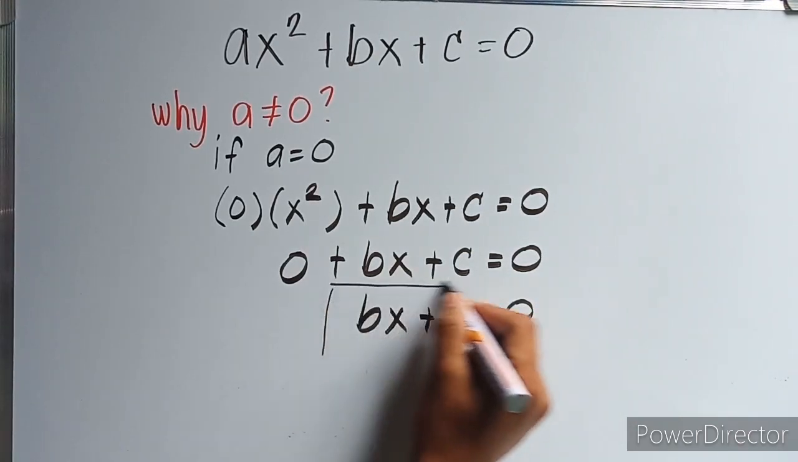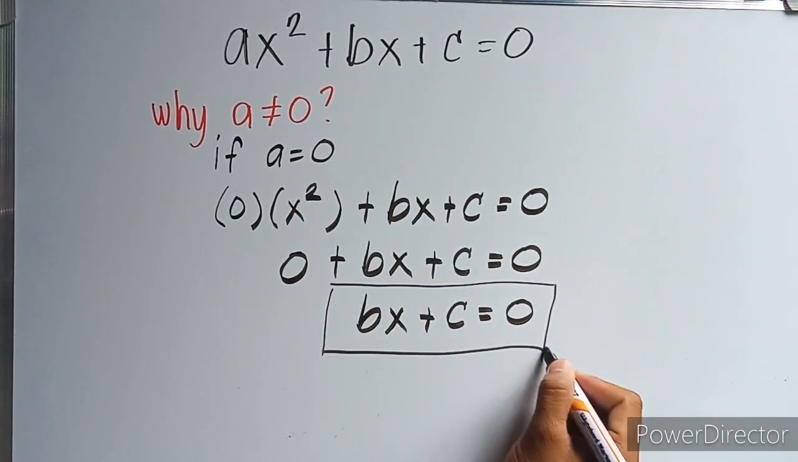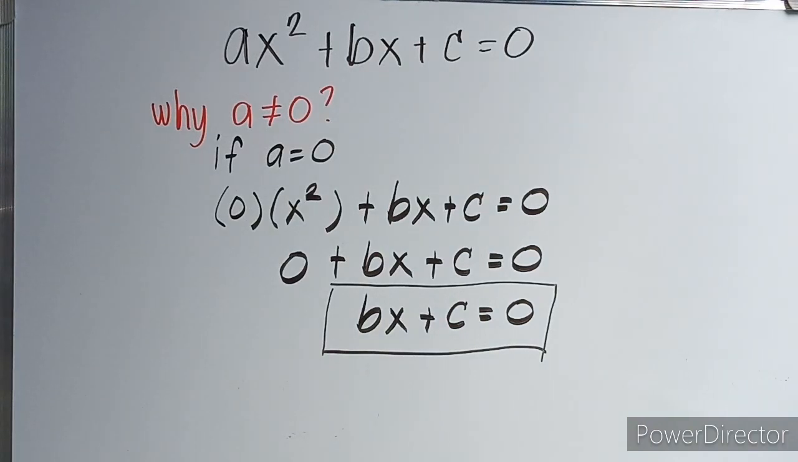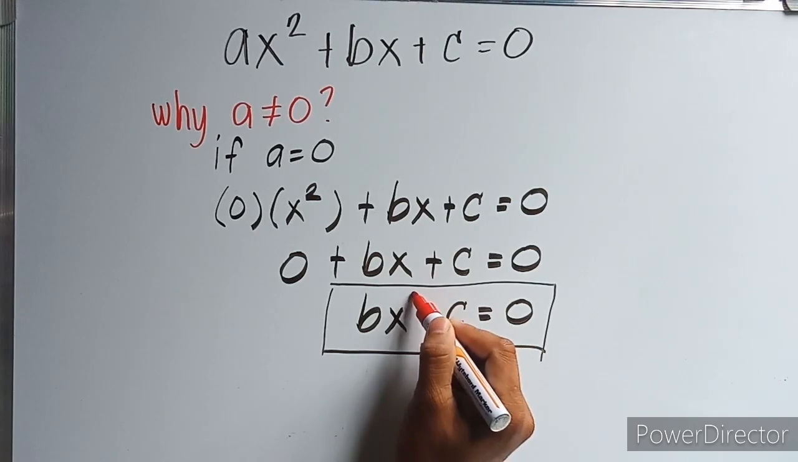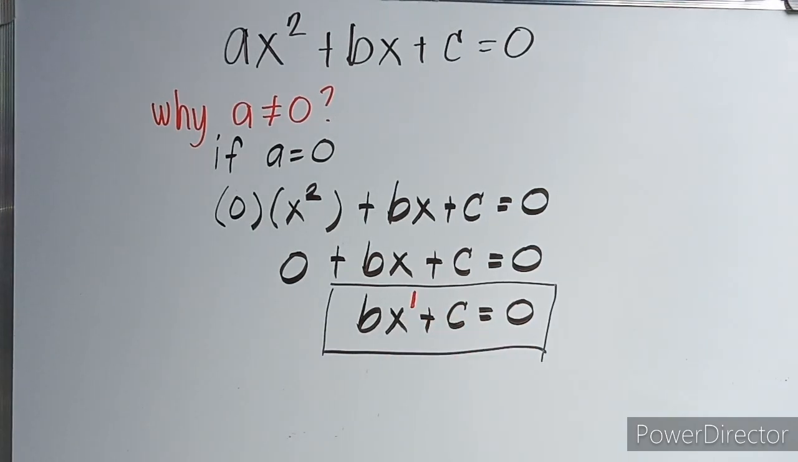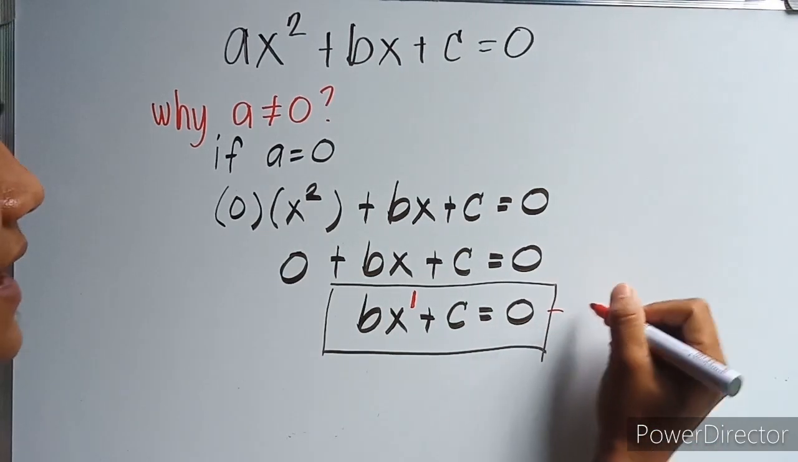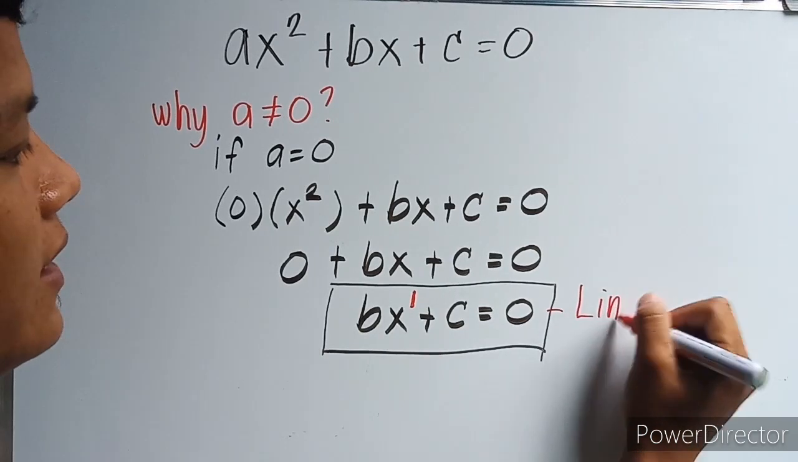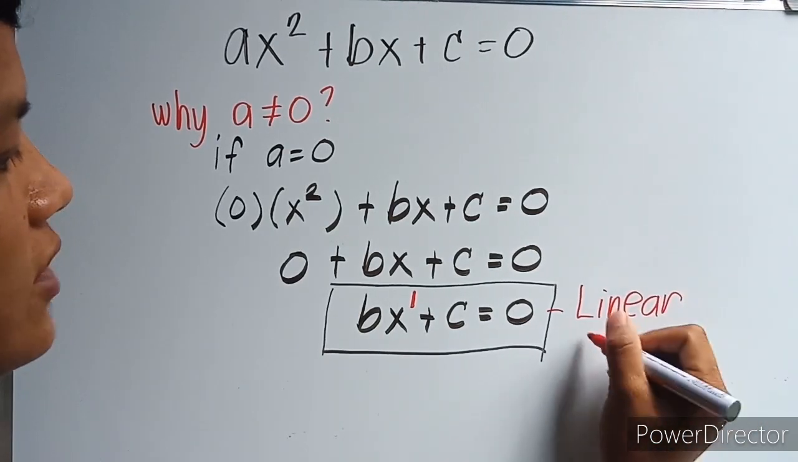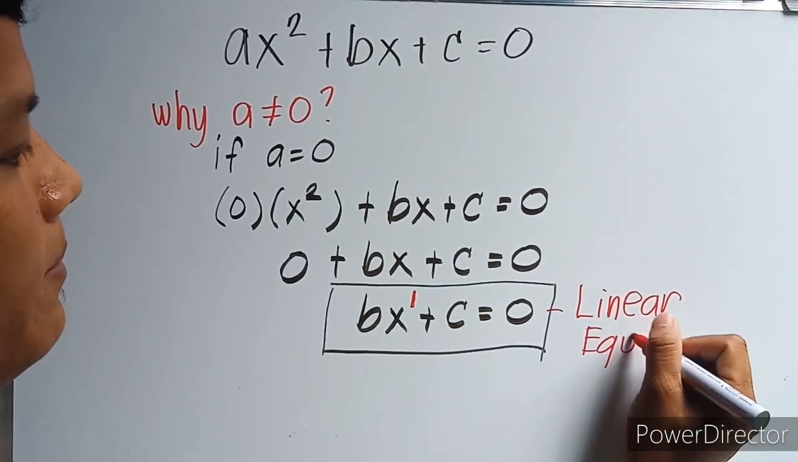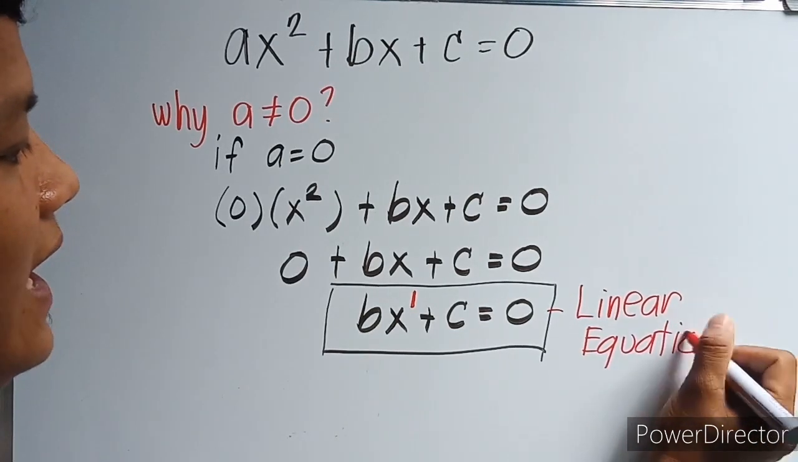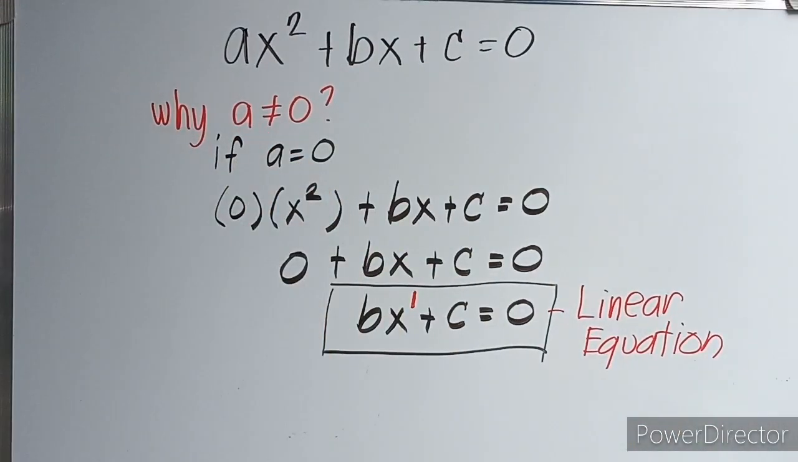Now, the resulting equation is bx plus c is equal to 0, where the exponent of x is 1. So if the highest exponent of the equation is 1, it is not called a quadratic equation. Instead, this is now called a linear equation. So from here, we can say that a must not be equal to 0.